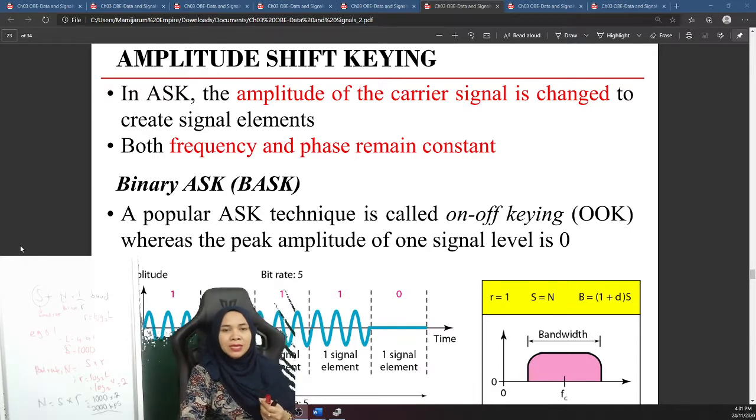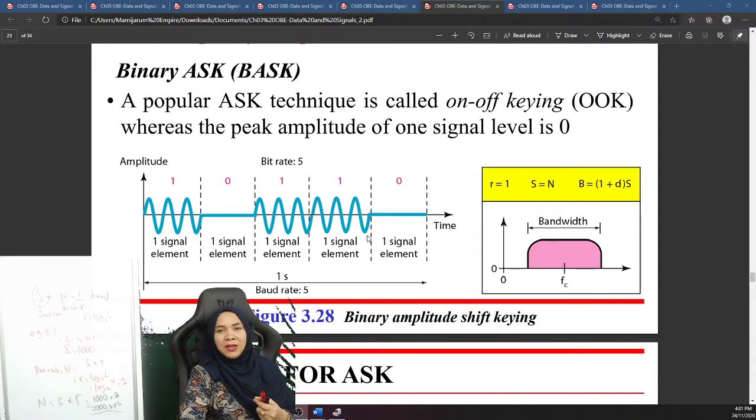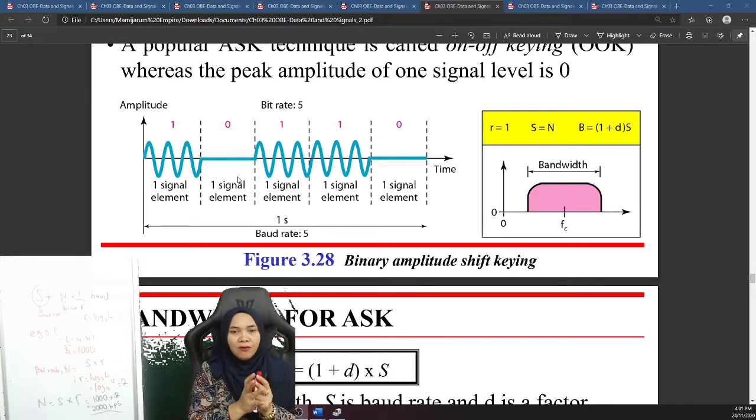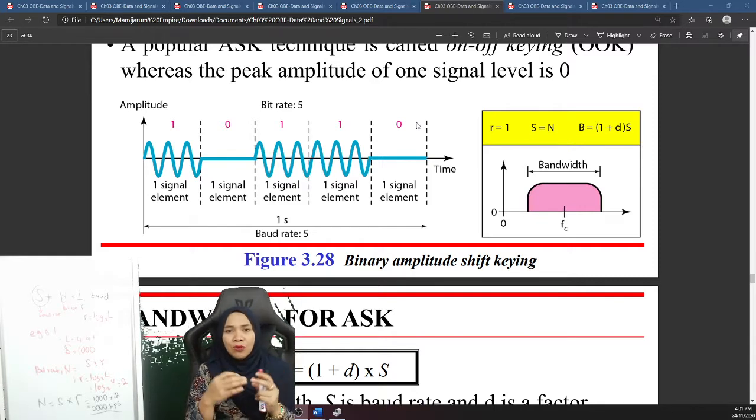Right? So in this case we look at binary ASK. A popular ASK technique is called on-off keying, or OOK, where the peak amplitude of one signal level is 0. Okay. So in this example, remember this is how we convert from digital data to an analog signal. That is why we have the digital data at the top here. The digital data is 10110, and we want to convert it and get the analog signal representing that digital data using the ASK technique. Again, in ASK the amplitude changes, while frequency and phase remain constant.